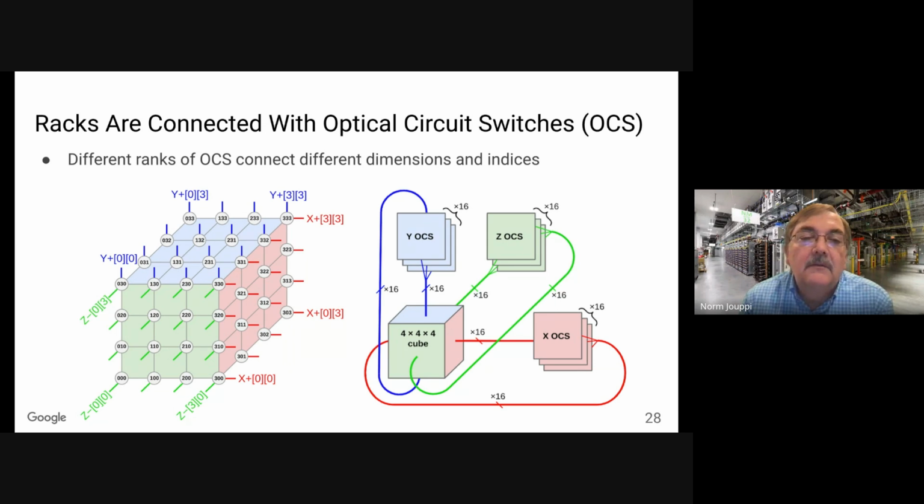And the cables that make the X connections go to X OCSs, and Y go to Y OCSs, and Z's go to Z OCSs. And so that way you can basically put the blocks together kind of like Legos in all three directions, and make the size of rectangular prism that is best for your particular problem.